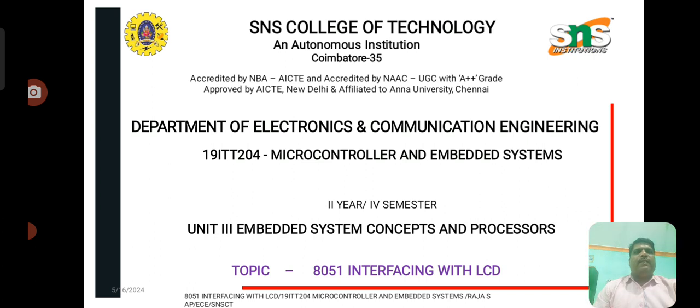I am going to discuss the microcontroller and embedded system subject under the topic 8051 interfacing with LCD. Based on my previous YouTube video, you may have some knowledge about how 8051 is working and what the various internal block diagrams of 8051 are. Now we are going to discuss how an LCD, that is a liquid crystal display, is interfaced with 8051.